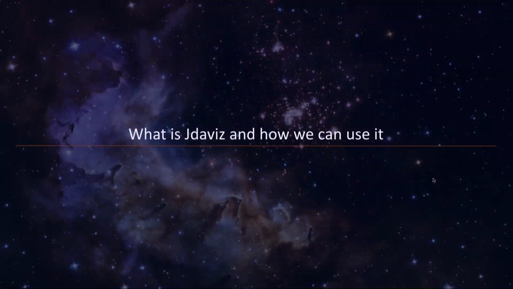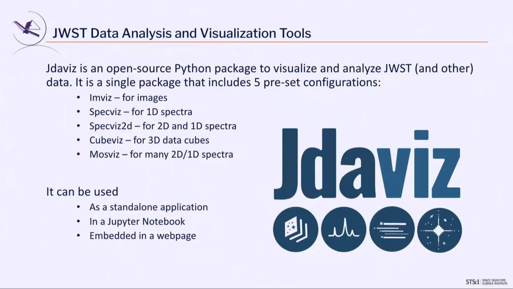So what is JDAVIZ and how can we use it? JDAVIZ is an open source Python package used to visualize and analyze data from James Webb Space Telescope, among other telescopes. It is a single package that includes 5 preset configurations for now. That number may increase. One for images, for 1D spectra, 2D and 1D spectra, 3D data cubes, and for many 2D and 1D spectra. It can be run as a standalone application using the command line interface, or as a desktop application. It can be used in a Jupyter Notebook or Jupyter Lab, and it can also be embedded in a web page.